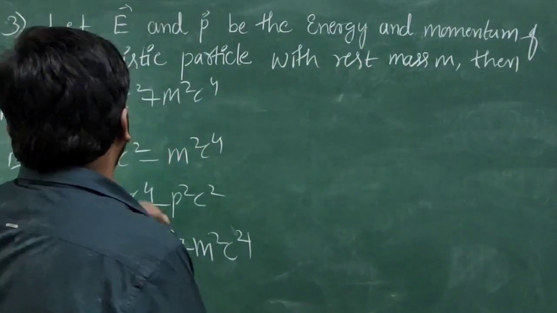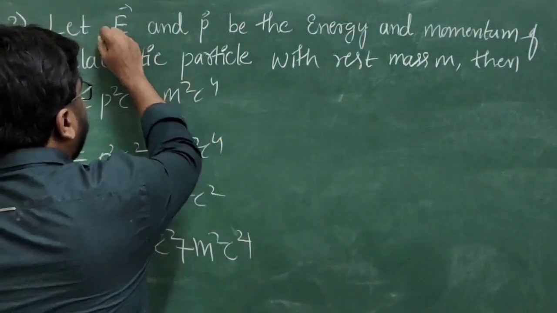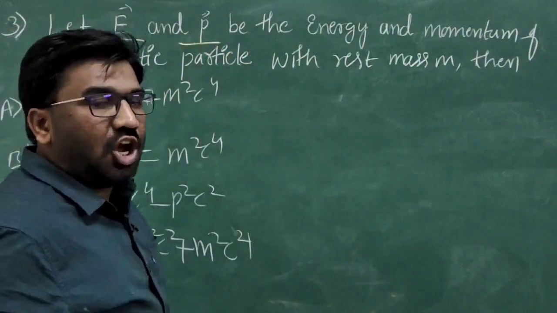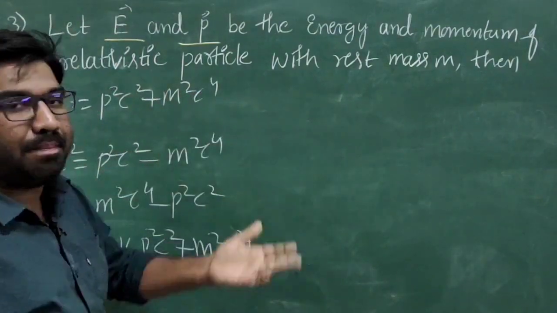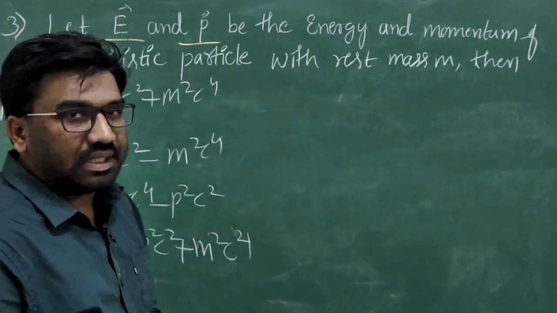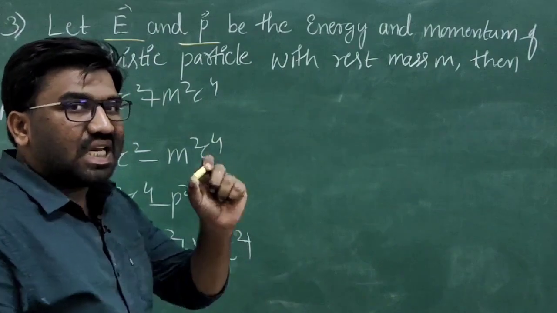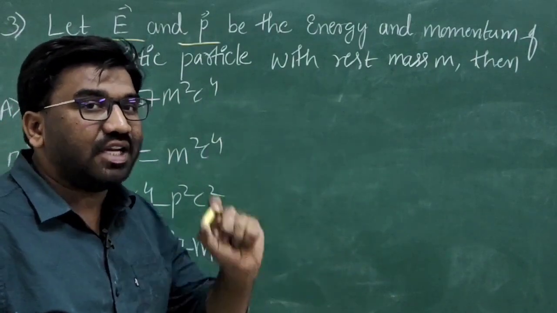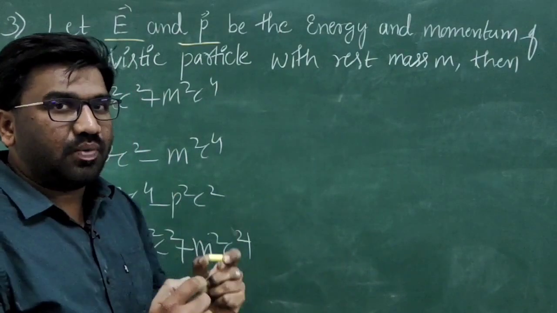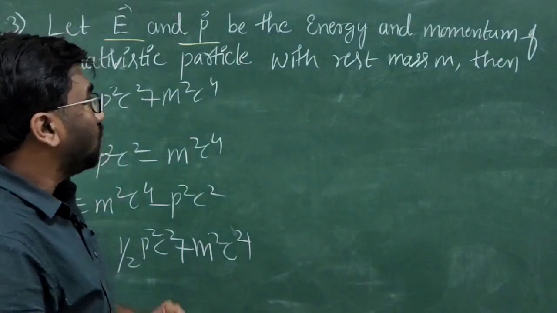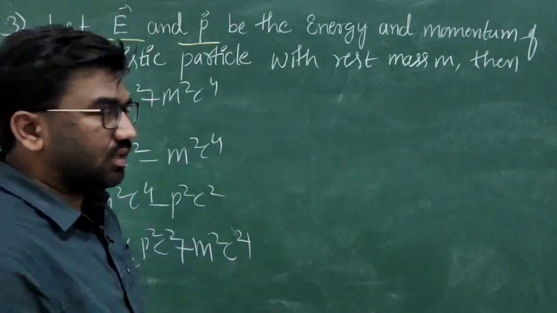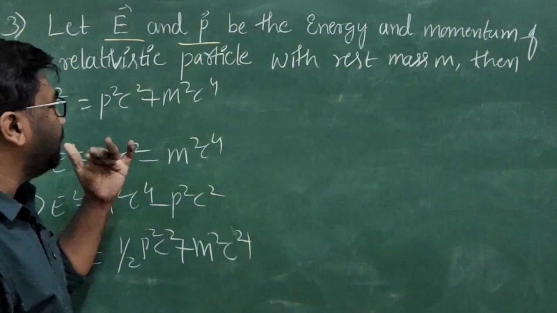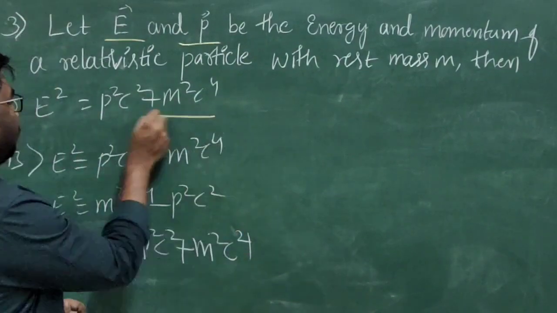So this is question number 13. Let E and P be the energy and momentum of a relativistic particle with rest mass m. That means a particle is moving with a velocity approximately equal to the velocity of light. So then what is its total energy? That is E square is equal to P square C square plus m naught square C power 4.